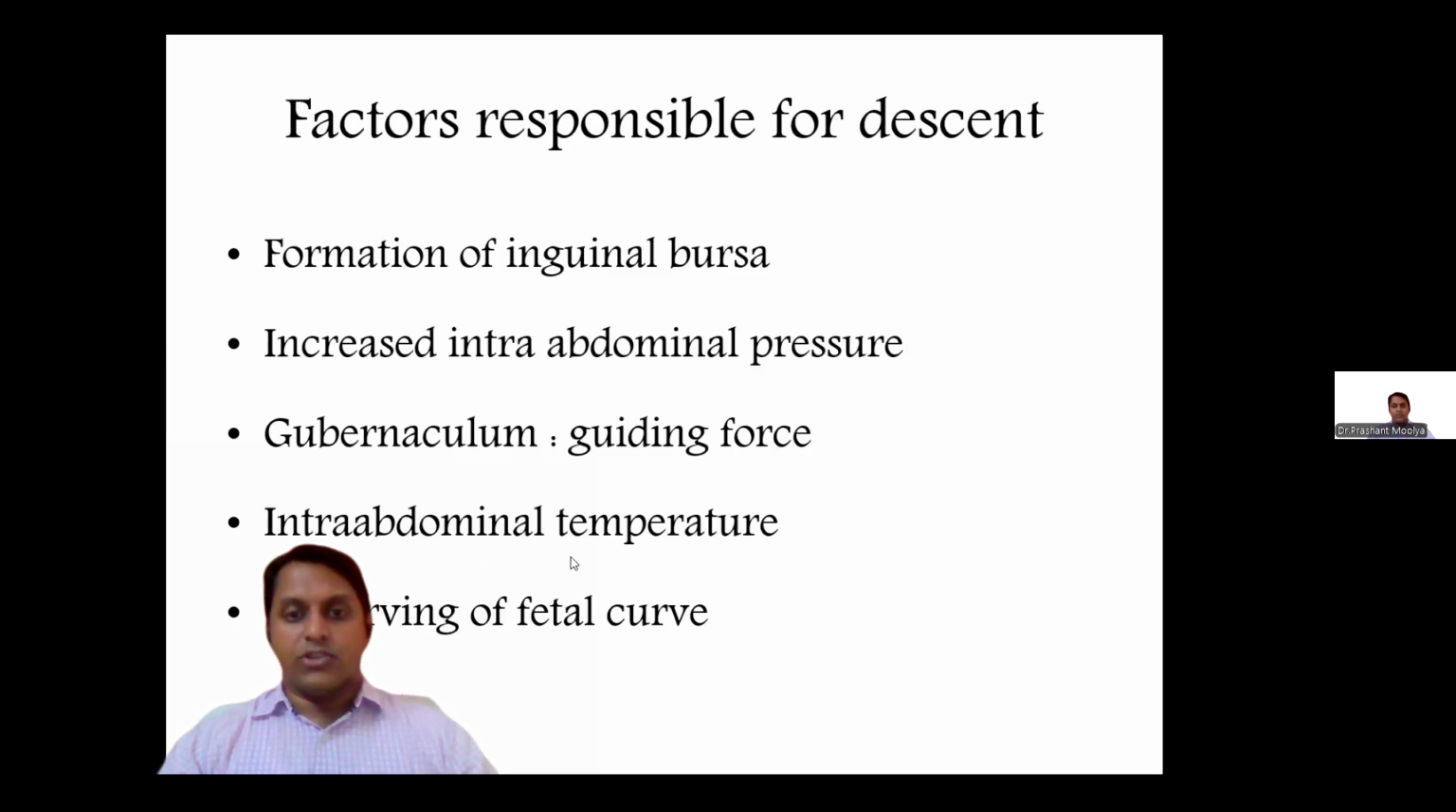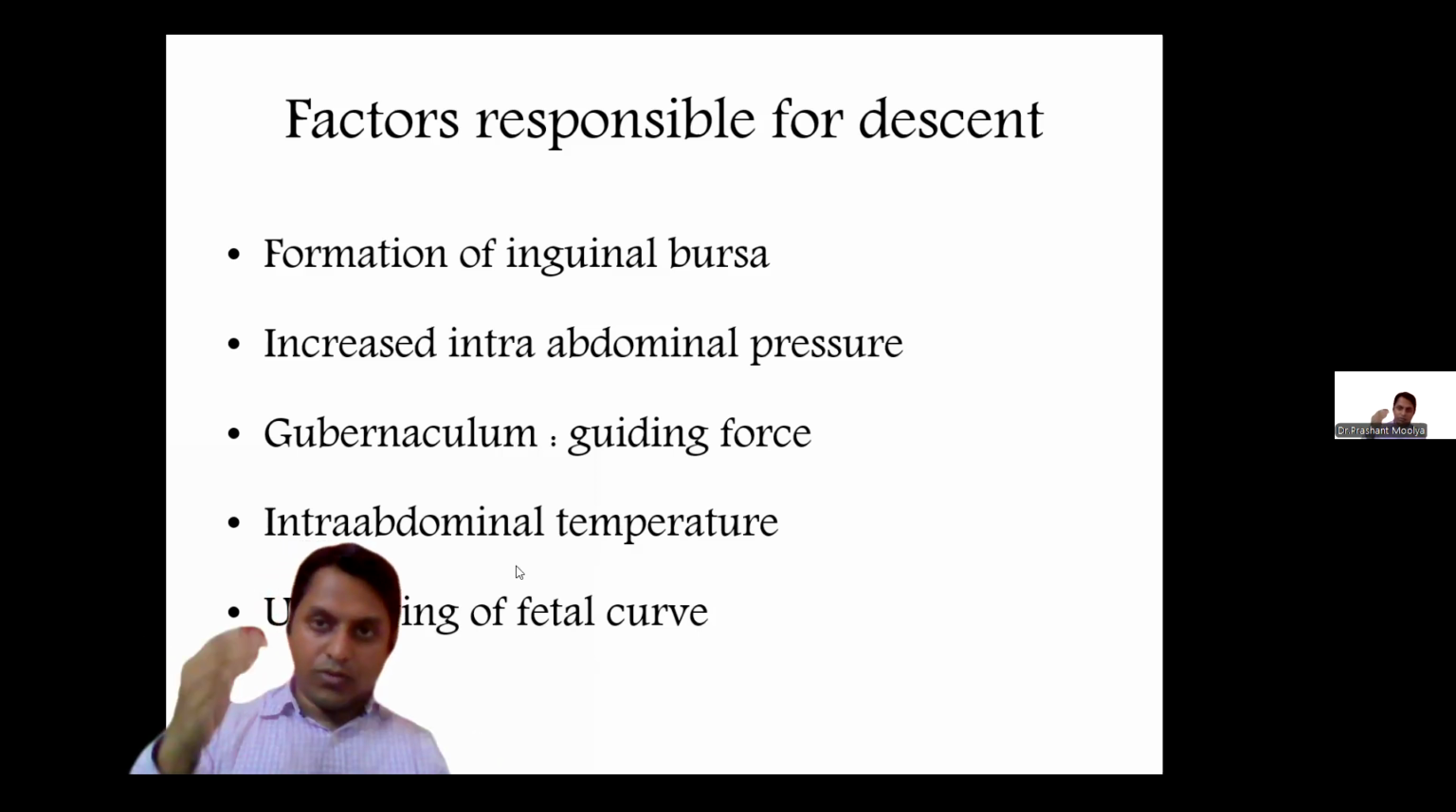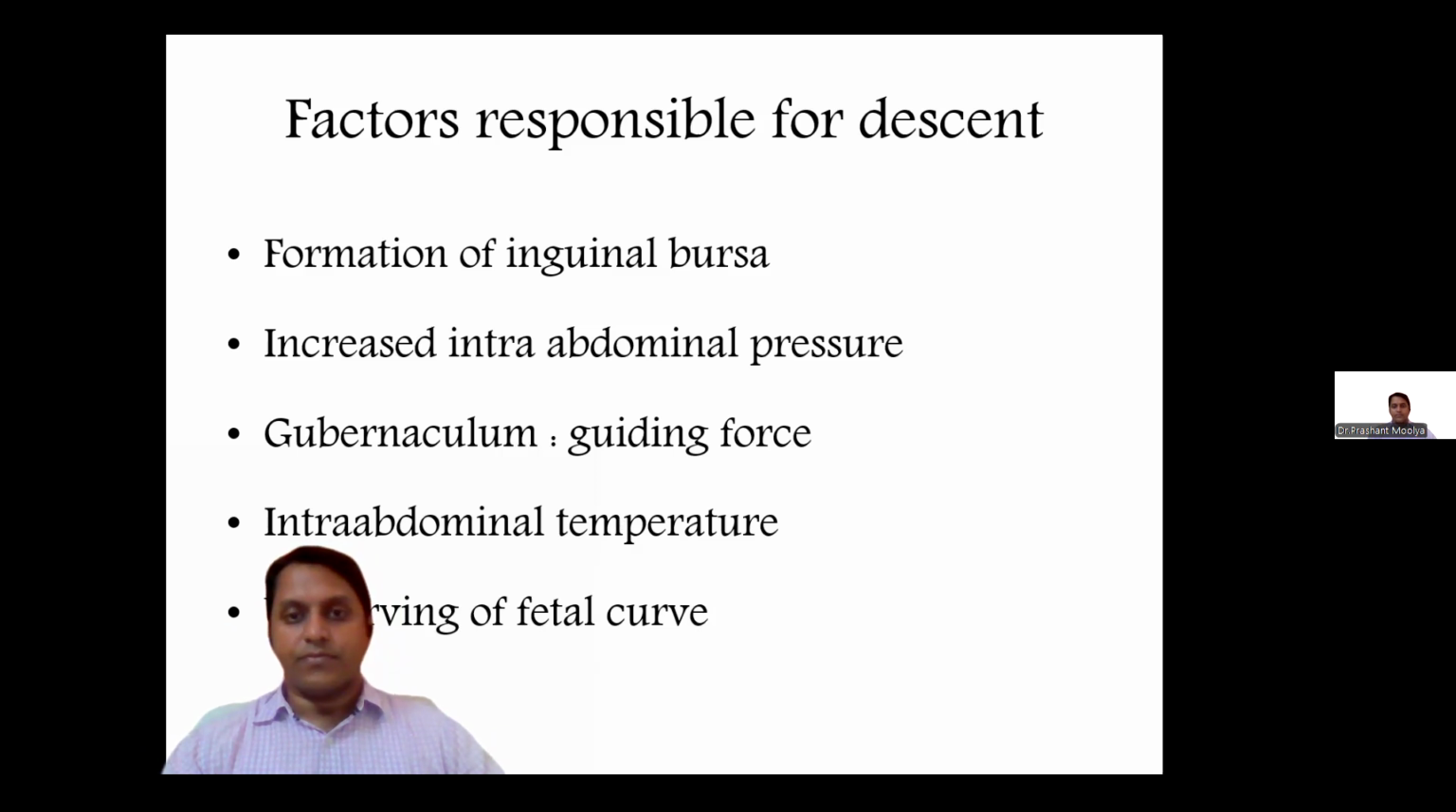Even there is the change in the abdominal temperature. Abdominal temperature is higher as compared to scrotal. So the scrotal is favorable for the happening of spermatogenesis. And even the uncurving of the fetal curve. Uncurving will lead to the descent of the testis.